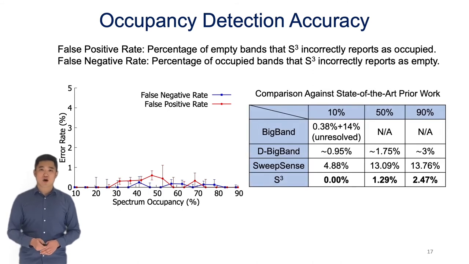Besides, we also compare S-cube with state-of-the-art prior work, including sparse Fourier transform-based BigBand and DeepBigBand, as well as frequency sweeping-based SweepSense. This table shows the sum of error rates. As you can see, S-cube outperformed prior work, especially in densely occupied spectrum.